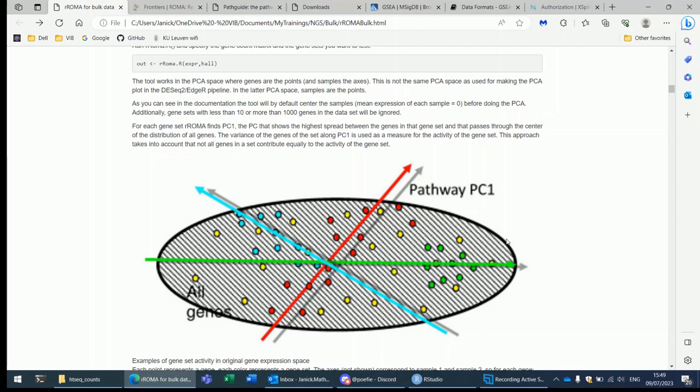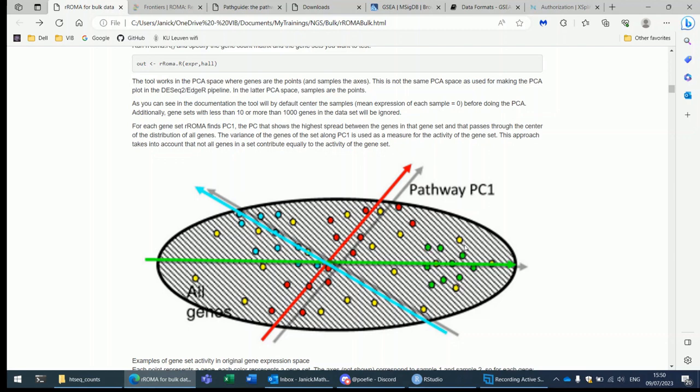And in this space, in our case, it will be an 8-dimensional space because we have 8 samples, and every sample will make one axis in this space. So in this space, the points are plotted according to their expression levels. Each gene has an expression level in each of the 8 samples. These expression levels are used as coordinates in this plot.